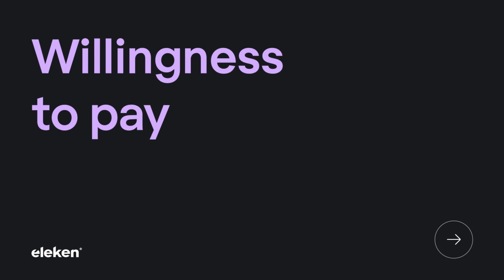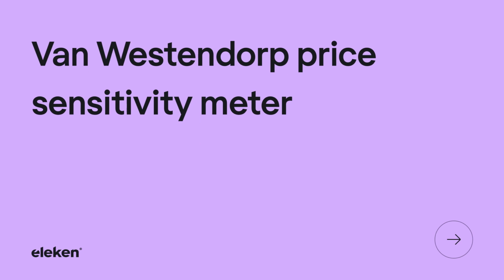Now, when we know what features are important for each audience, let's figure out how much your customers are ready to pay for them. I'll give you 3 ways to measure customers' willingness to pay. The first one is the Van Westendorp price sensitivity meter.